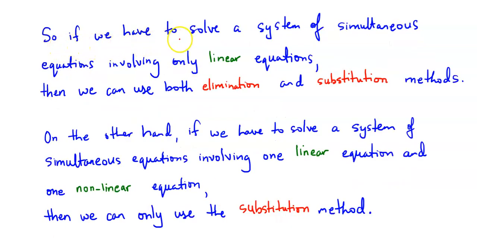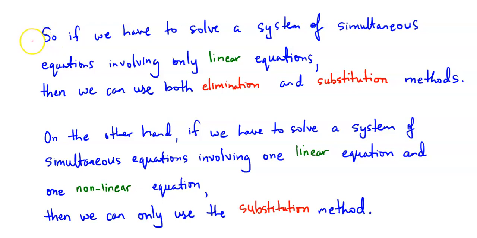So if we have to solve a system of simultaneous equations involving only linear equations, meaning that both equations are linear, then we could use the elimination method, or we could use the substitution method. Although if you're using linear equations, then the better option would be to use the elimination method. It will be easier to use the elimination method. On the other hand, if we are asked to solve a system of simultaneous equations involving one linear equation and one non-linear, then the best method, in fact the only method you could use, is the substitution method.